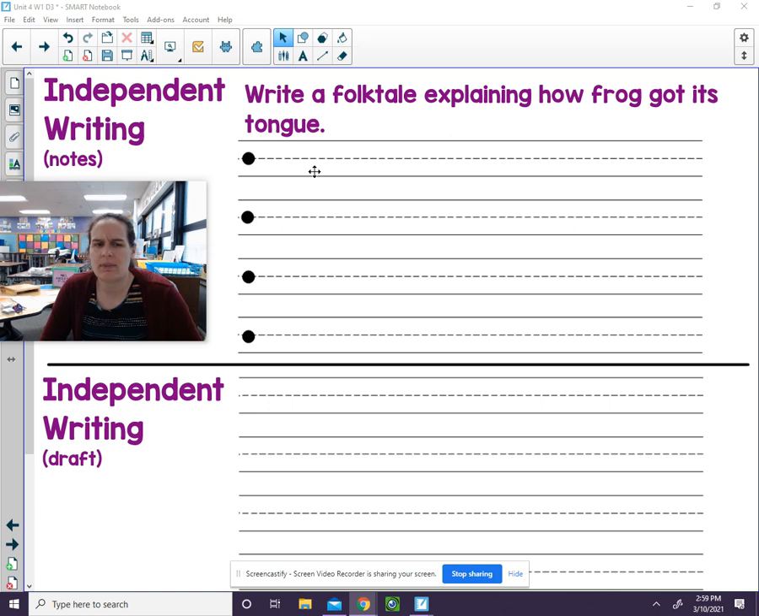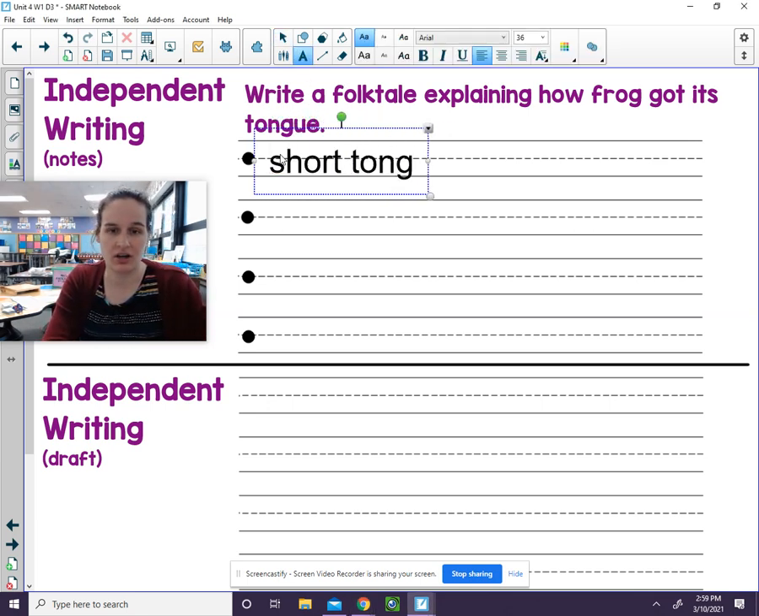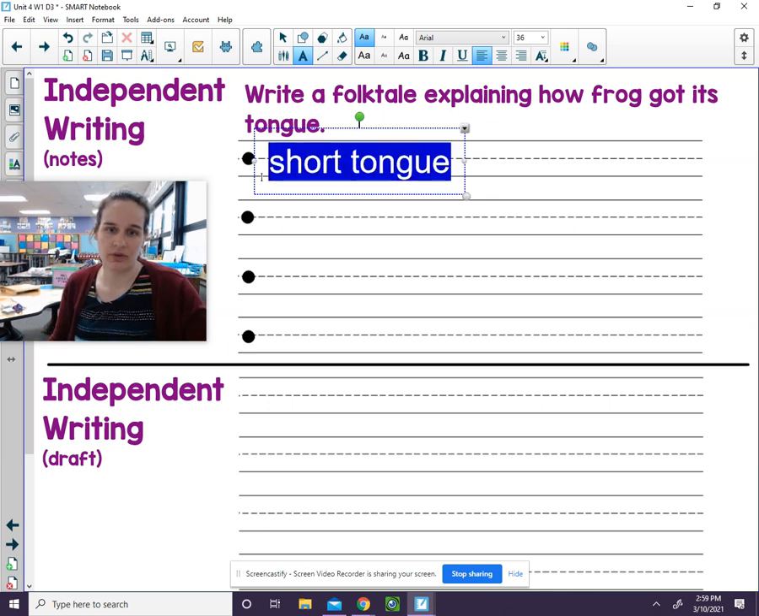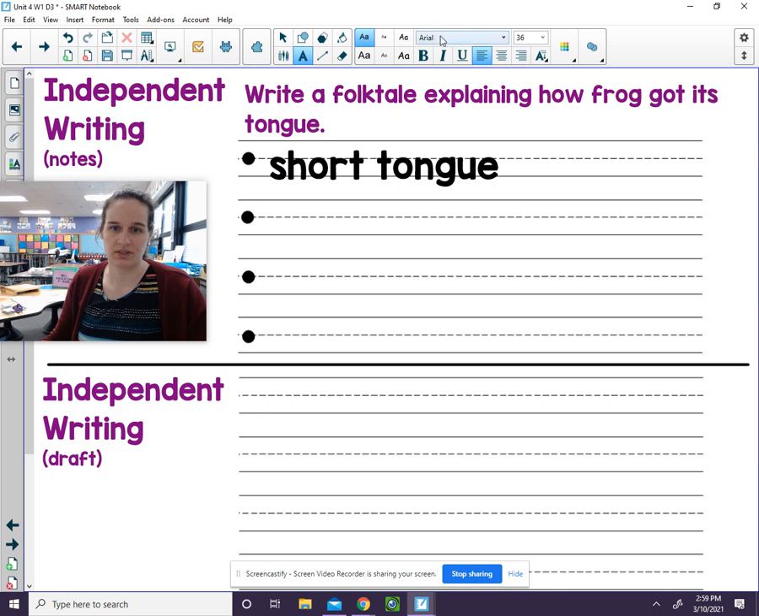So let's think about, well, if frog's tongue at the end needs to be long, how might it start off? It might start off short. So let's go ahead and we'll write down short tongue. And make sure you're writing this along with me, okay? Short tongue.